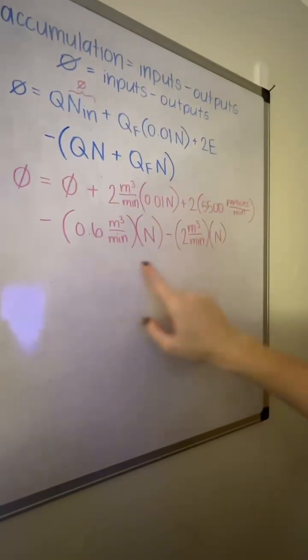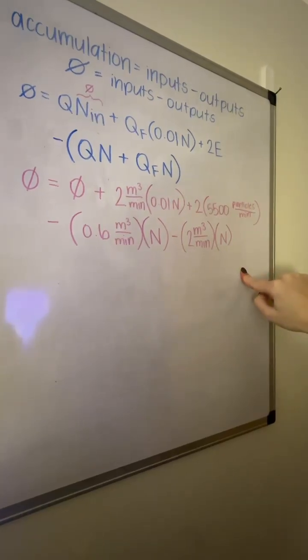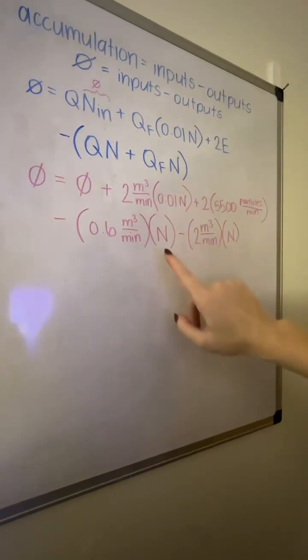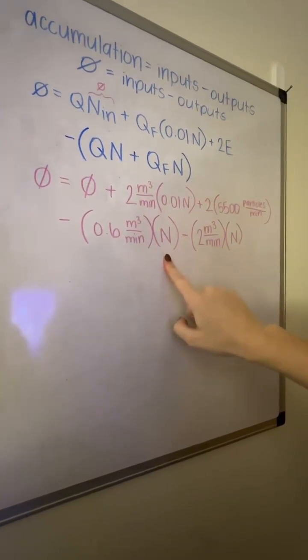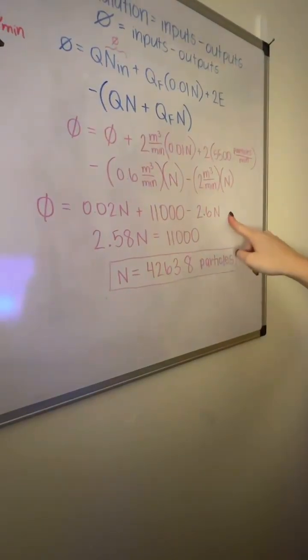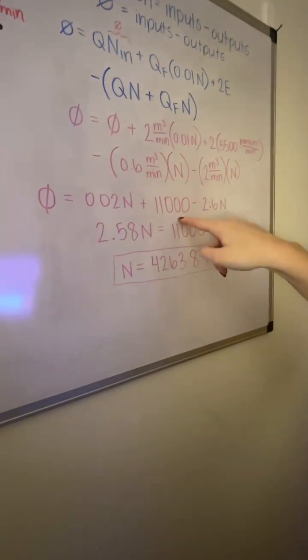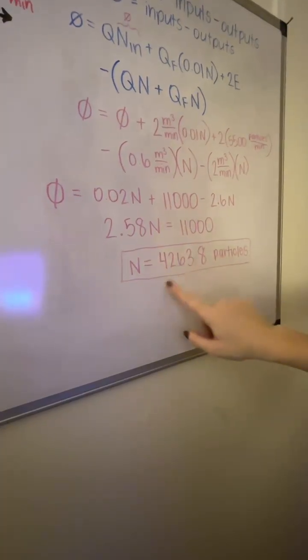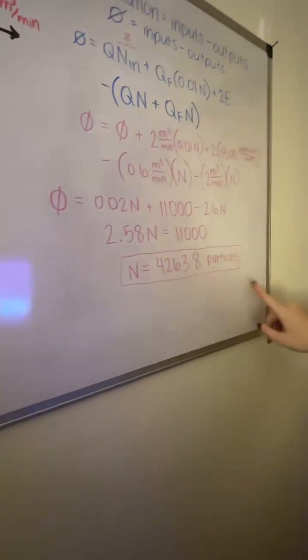After adding in all of our known values, we're left with this equation, leaving the only unknown variable to be N, which is our steady state concentration within the room. After simplifying our equation and gathering all of the N's together and the regular numbers together, we get that N equals 4,263.8 particles.